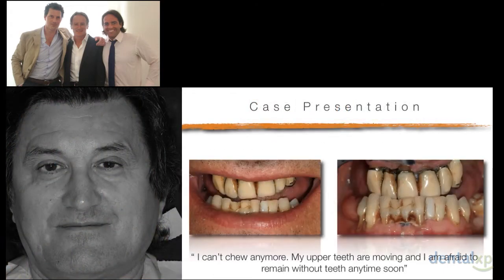So as we always do in our protocol, we try to collect all the information, and we start taking pictures of the face, of the smile, and intraoral pictures. Basically, every patient that enters our office is evaluated from the macroaesthetic point of view, so facial analysis, to a microaesthetic point of view, so intraoral analysis. We evaluate the face, the smile, and the teeth. As I was saying, his chief complaint was that he couldn't chew anymore, his upper teeth were moving, and he was afraid to remain without teeth anytime soon.